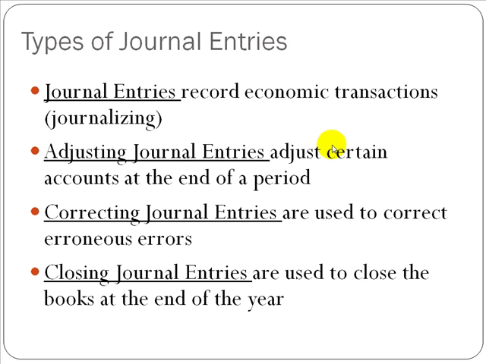There are several types of journal entries. We just have a journal entry that we use to record all economic transactions. This is called journalizing. Every transaction that happened has to be journalized, or it did not happen. Adjusting journal entries adjust certain accounts at the end of a period. Correcting journal entries are used to correct errors. And closing journal entries are used to close the books at the end of the year.